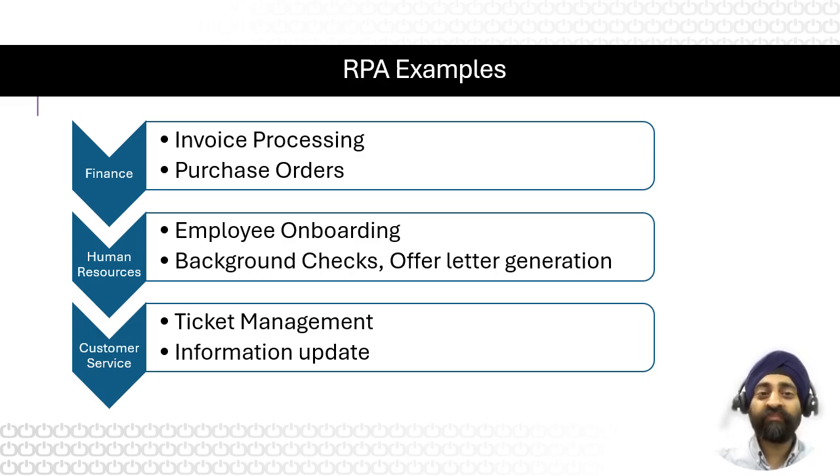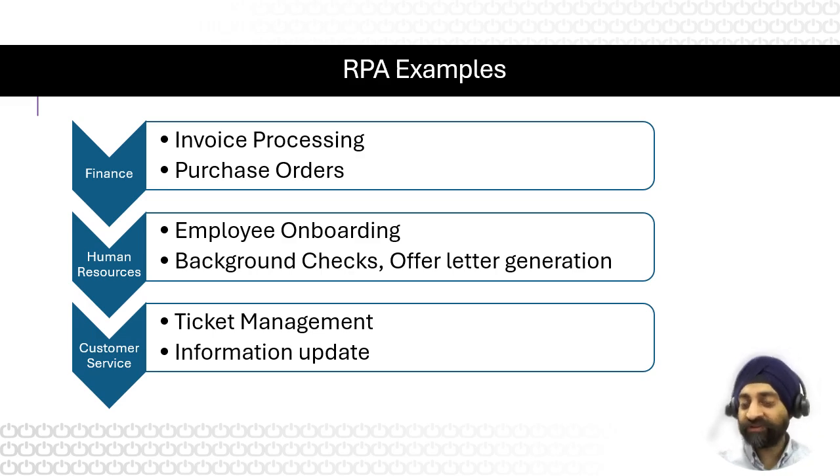The second example is human resources. In human resources, we have the first example as employee onboarding. So you would be able to relate to it when I talk about employee onboarding. In human resources, RPA is instrumental in automating various aspects of employee onboarding. For example, bots can conduct background checks.